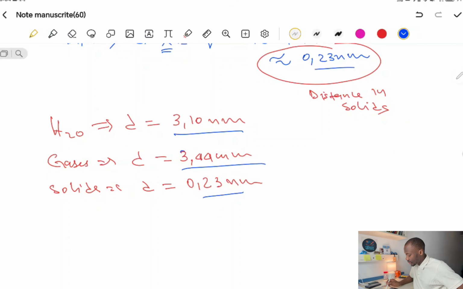In gases, the molecules are at a much greater distance than in liquids and solids, and in liquids the distance is much higher than in solids, and in solids the molecules or atoms are much closer. That's why we have something which is solid.